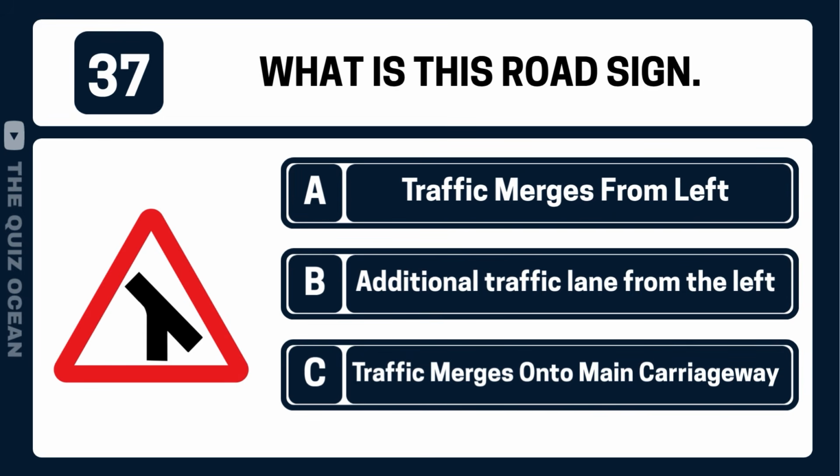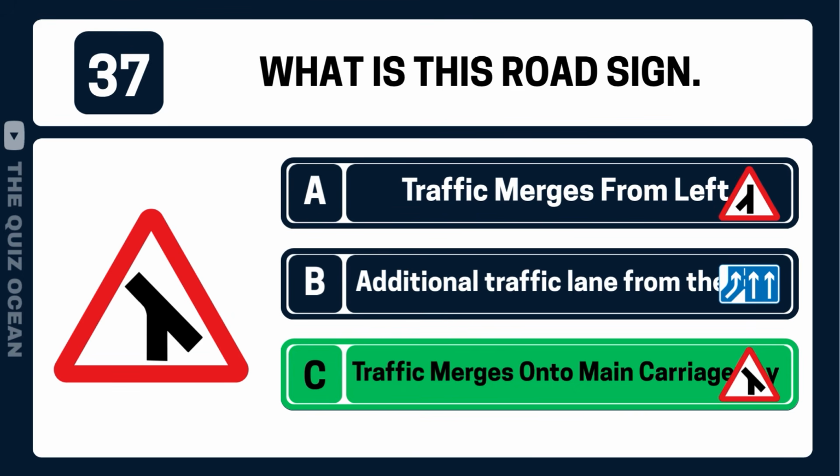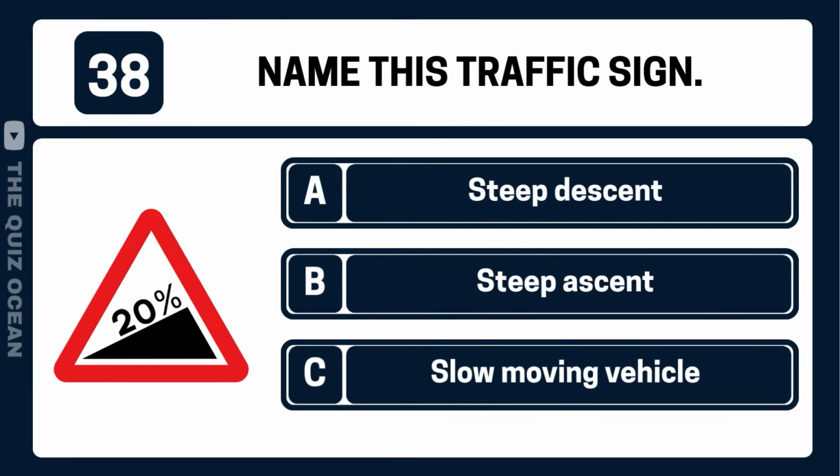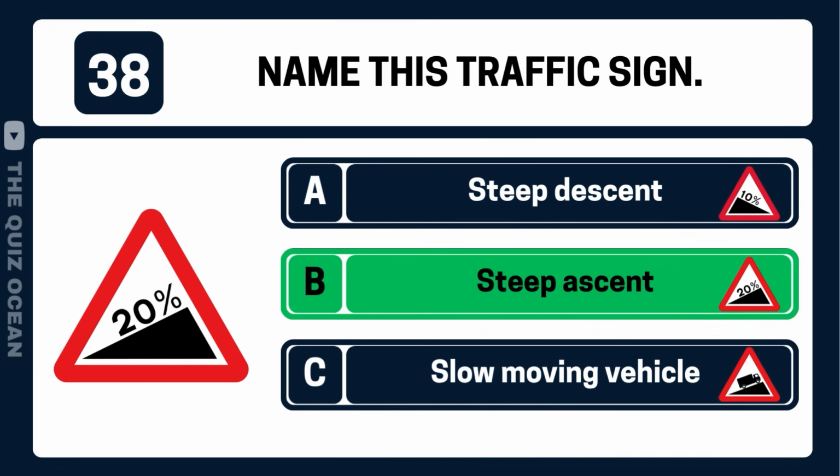What is this road sign? Impressive. This is the traffic merges onto main carriageway sign. Name this traffic sign. That's right. This is the steep ascent sign.